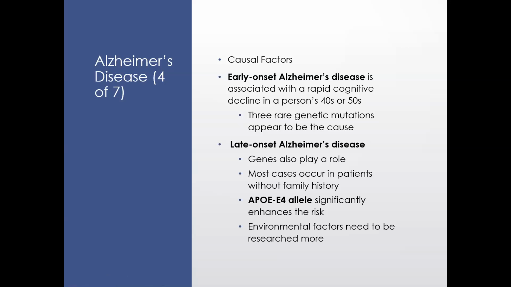So what are some of the causal factors? Well, once again, there are some rare genetic mutations that appear to be the cause, especially with somebody who has early onset between the ages of 40s and 50s. Late onsets, genes can also play a role, but most cases occur in patients without family history. So although genes may play a role in this, in many cases there isn't any family history of Alzheimer's disease.